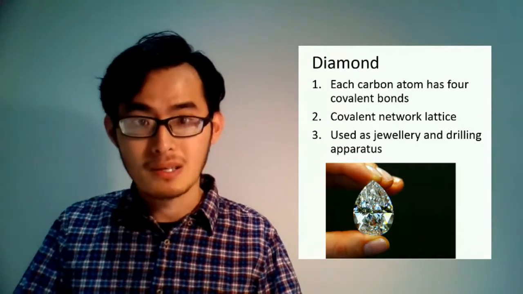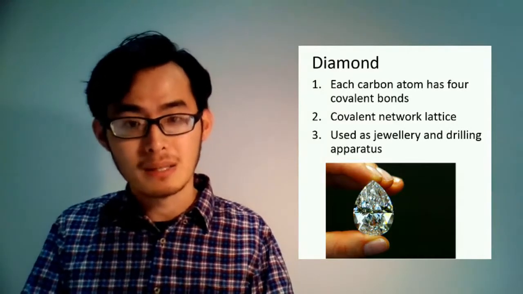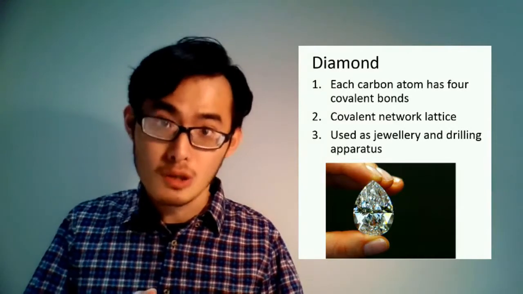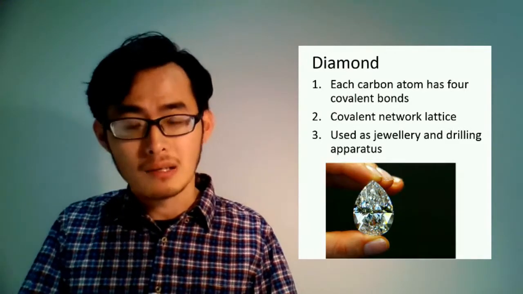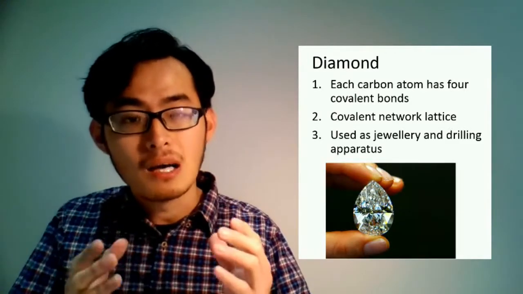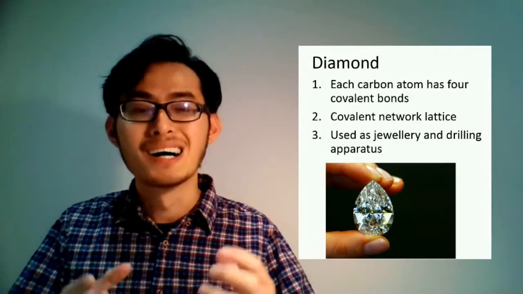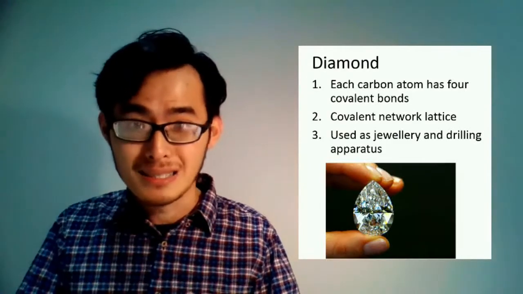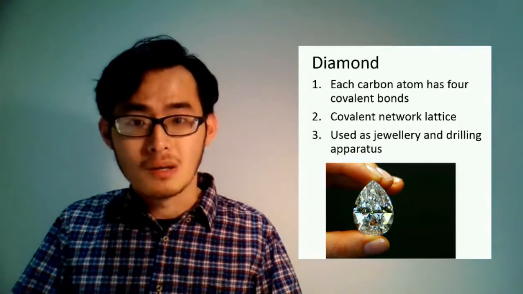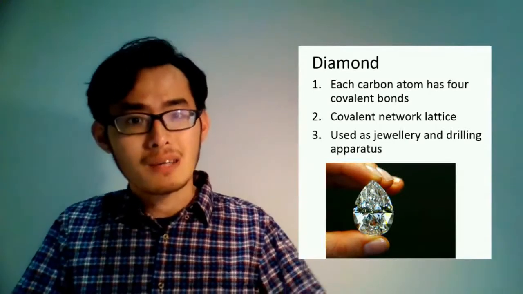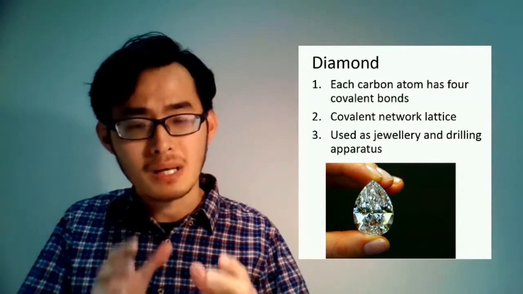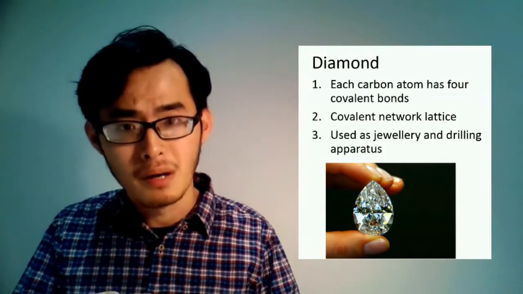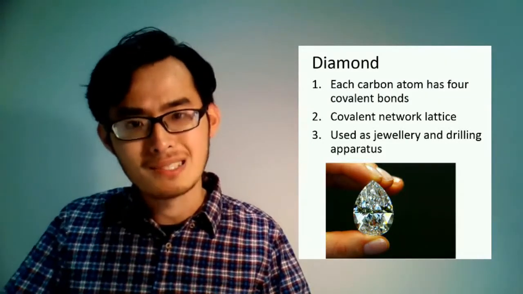So if you come across diamond, we know that diamond is used as jewelry, and it has also been used as jewelry apparatus. The reason for that is this covalent network lattice structure that makes diamond very strong. So if you have diamond today, you can drop it on the floor and it will not break. And the reason for that is the strong covalent bonding that it has within its structure.